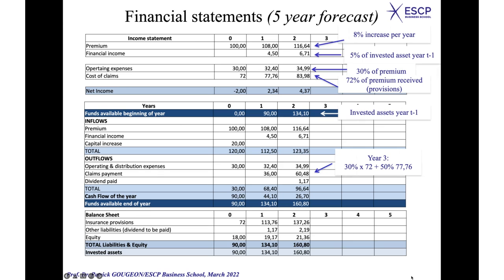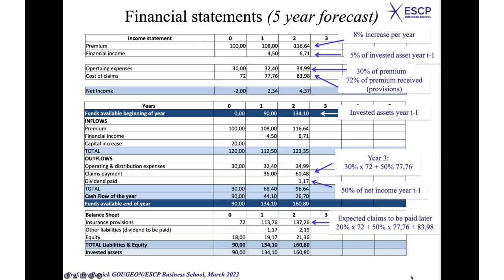So what about the dividend payment? We have 117. Why? Because we have 50% of the net income of year T minus 1. Year T minus 1 in this case is year 1. We had a net income of 234. So 234, if you take 50% of that, you have 117. So the total outflow is 96.64, and the cash flow of the year will be 26.70.